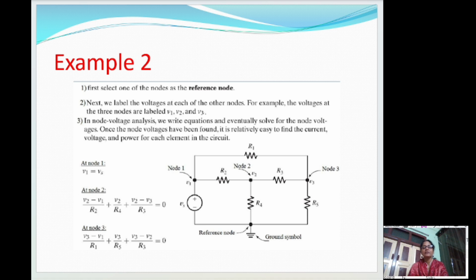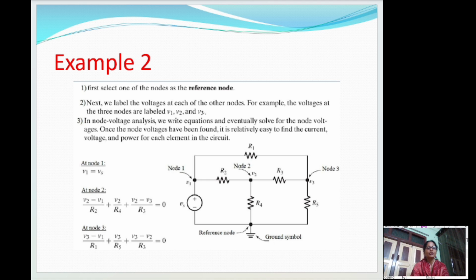Then apply KCL at node 2: V2 minus V1 by R2 plus V2 upon R4 plus V2 minus V3 upon R3 will be equal to 0. Similarly, at node 3, if we apply KCL, then the equation will be V3 minus V1 upon R1 plus V3 upon R5 plus V3 minus V2 upon R3 will be equal to 0.